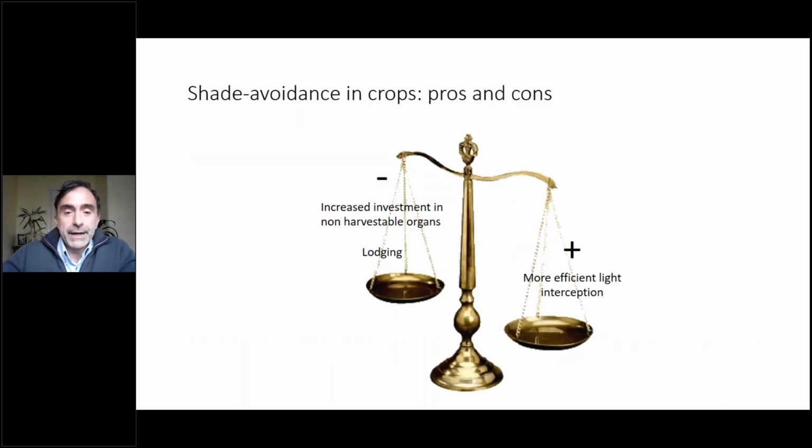Well, it's a balance. There are negative effects such as the increased investment of resources in non-harvestable organs, such as the stem, that may also increase lodging, which is a real problem in agriculture. But we have to bear in mind that there are positive effects because the plants within the canopy with shade avoidance normally get a more efficient light interception. And these positive effects very often outweigh the negative effects. Let me show you one example.